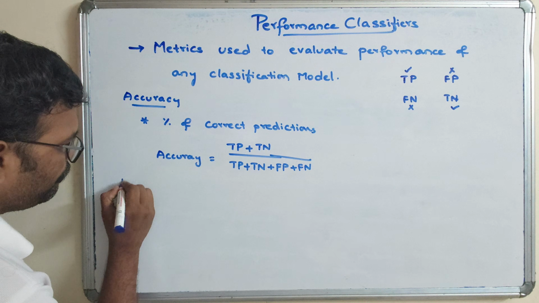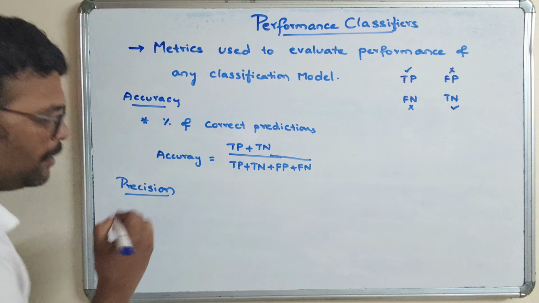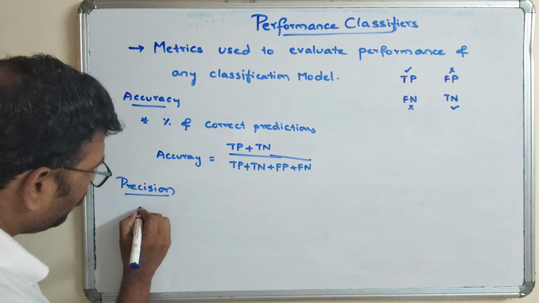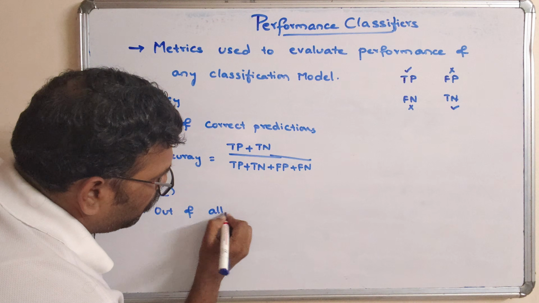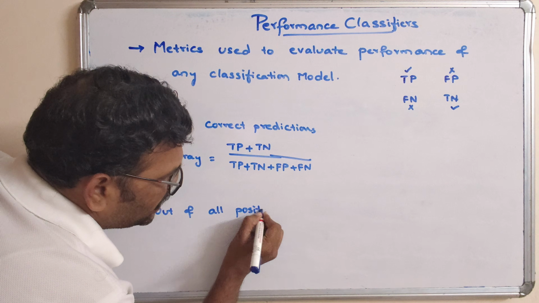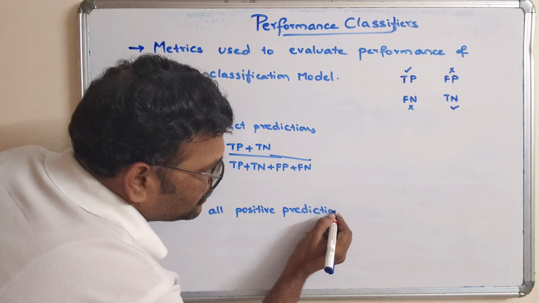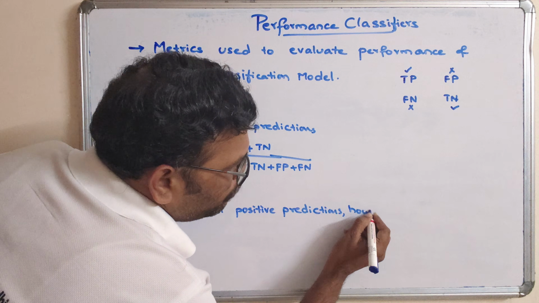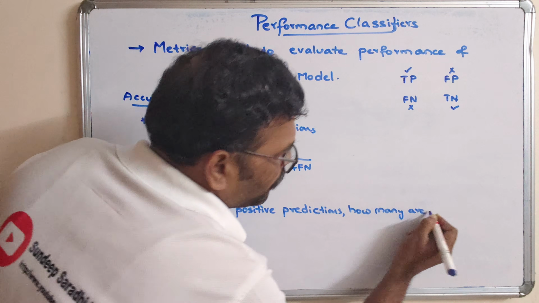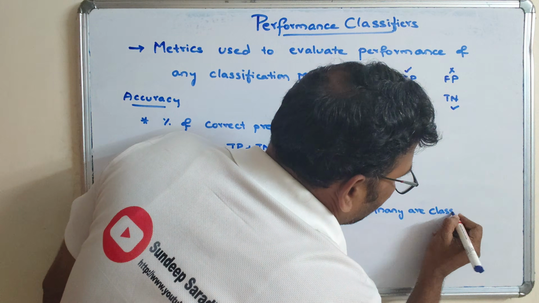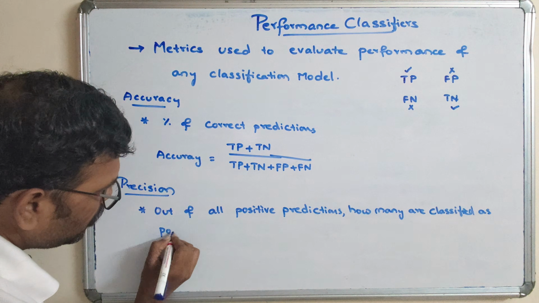The next metric is precision. Here, out of all positive predictions, how many are classified as positive?